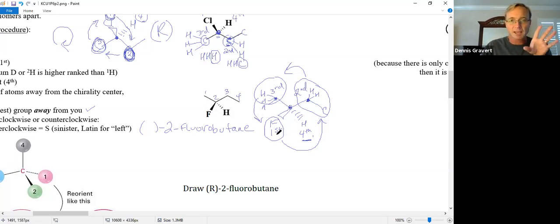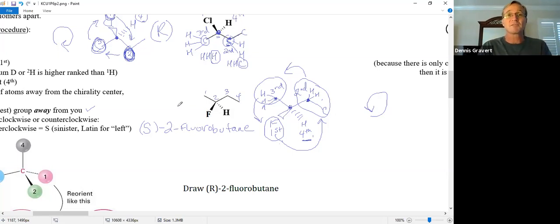I have to move my pen from 1 to 2nd to 3rd to 1 to 2nd to 3rd, and I'm making a left-handed sinister move, left-handed. That's not L, that's S. This is the S configuration.